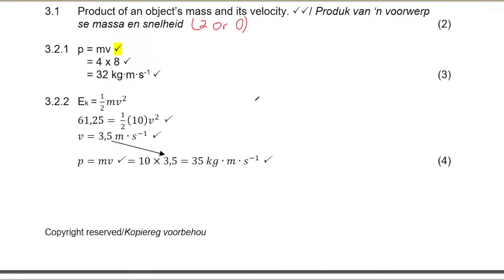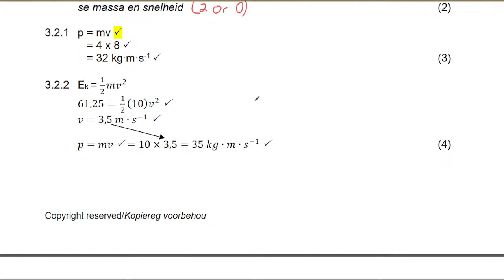Thereafter, we are calculating the momentum of B. Therefore, momentum is mv. That is a mark for that, and then 10 multiplied by the answer that we got from calculating kinetic energy, which is 3.5. And then we have the answer as 35 kilogram meters per second. So what is important here? We did not award a mark for the equation for kinetic energy, but we award a mark for the equation that leads to the final answer, which in this case is P equals mv.